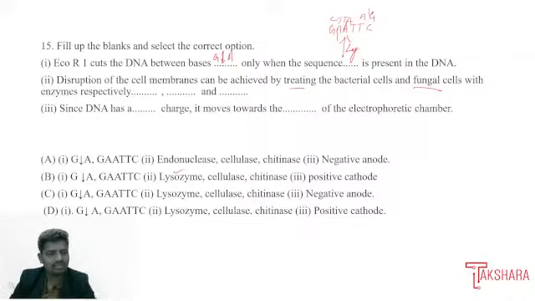And the last one: since the DNA has a dash charge, we know DNA is a totally negatively charged molecule and it can move toward the dash of the electrophoretic chamber. It moves toward the anode, from cathode to anode, in the electrophoretic chamber. So according to the statement of question number 15: between G and GAATTC, lysozyme and cellulase, chitinase, and negatively, related to the anode. So option C should be the correct one for question number 15.